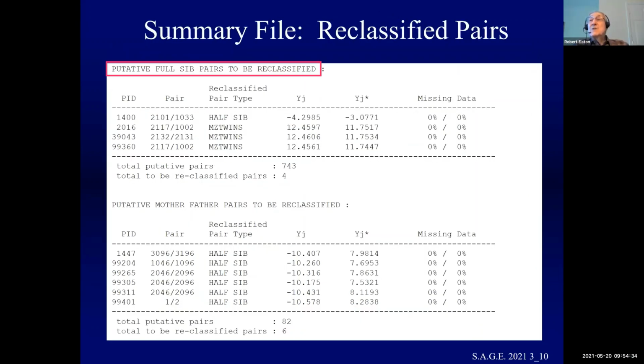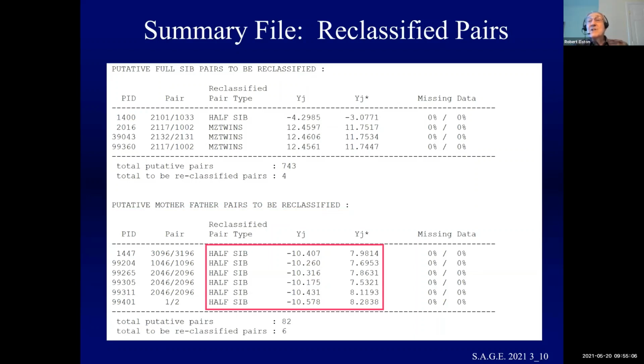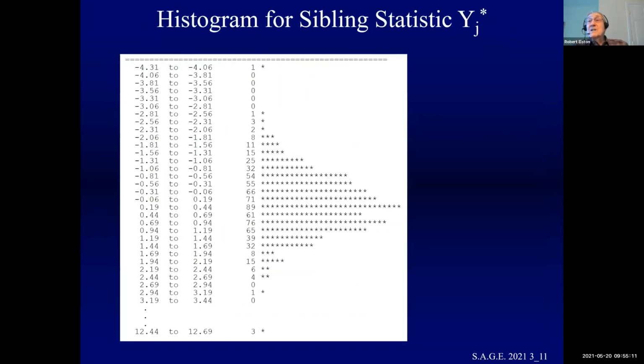This slide shows you how the pairs are reclassified. And you can see that, first of all, the putative SIB pairs to be reclassified. And here they are. You can see that one SIB pair is reclassified as a half SIB, and then 3 of them are reclassified as MZ twins. And then down the bottom, you can see putative mother-father pairs to be reclassified. And it suggests that they are all half SIBs. So let us go on.